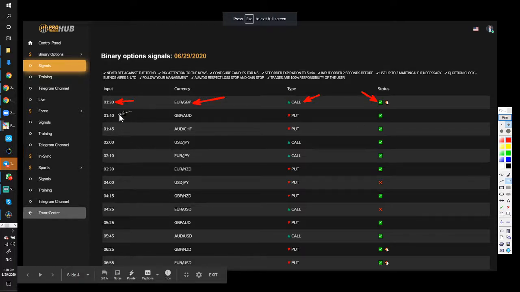And then you have at 1:40 in the morning another signal, and it predicts whether it's going to be up or down. In this case, it's saying it's going to be down, and it was another winning trade. Okay, and that's it. All you have to do is follow the time, the currency, and then strike when you need to strike.